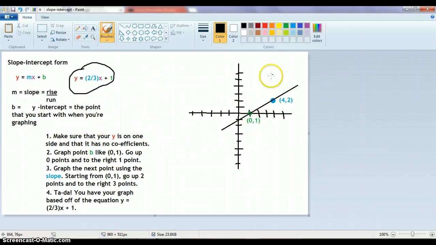And the way that you get your second point is you use the slope, which is the rise over run. So rise is the 2, so you would go up 2 and over 3. 1, 2, 3, which gives you this point, 4, 2, where the x is 4 and y is 2. And then after you've graphed those 2 points, you can draw a line through it, and you have your graph.